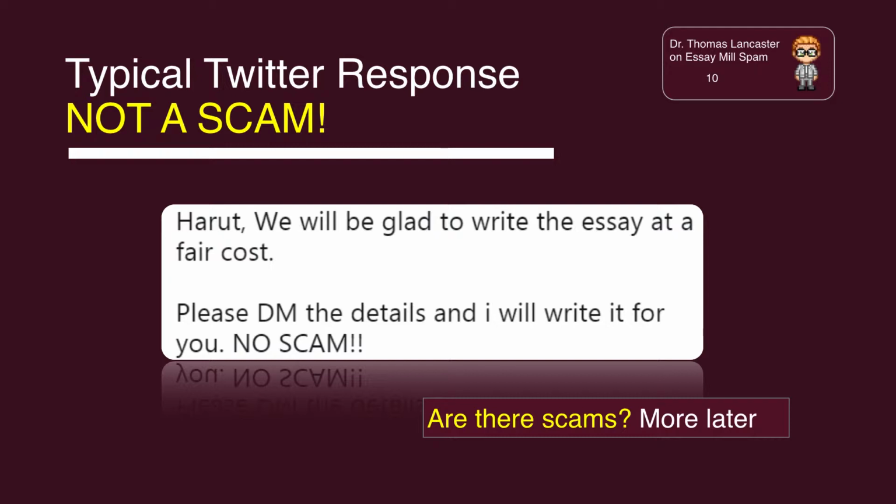Here's another example. A student talked about essays, and I can't remember from this particular case if they said they wanted the essay writing for them. I suspect they just said something like, it's hard work writing this essay, or words to that effect. But the response they got back is a standard one. We will be glad to write the essay, but they also said no scam.